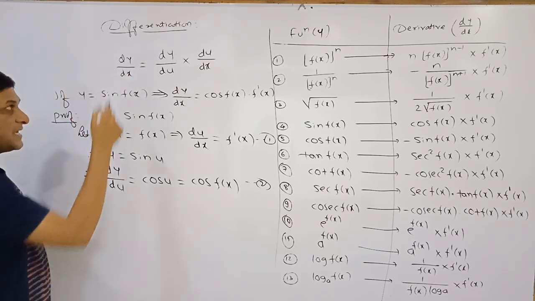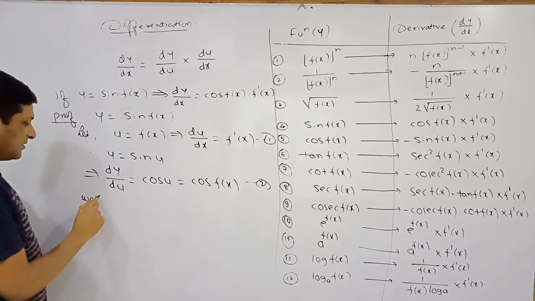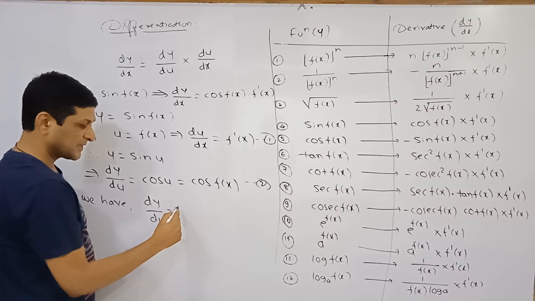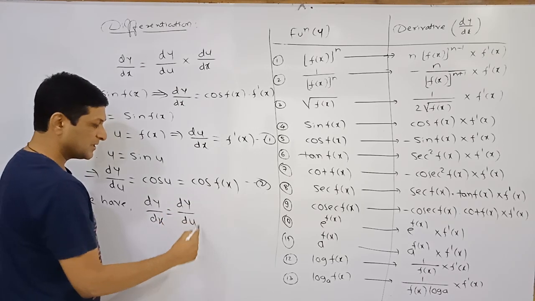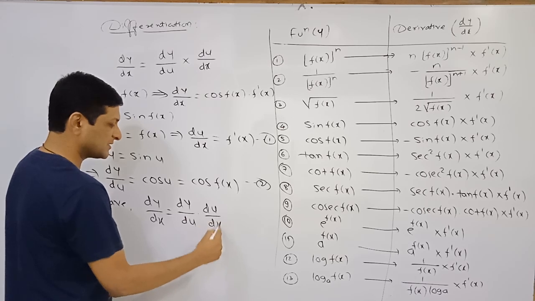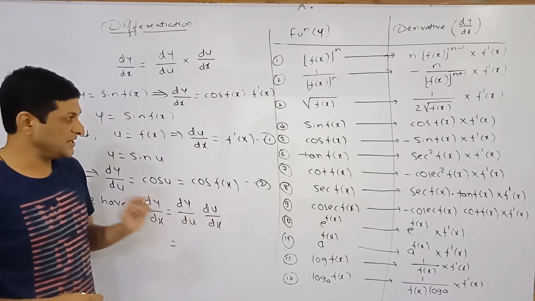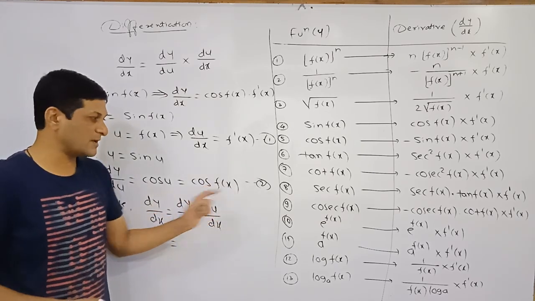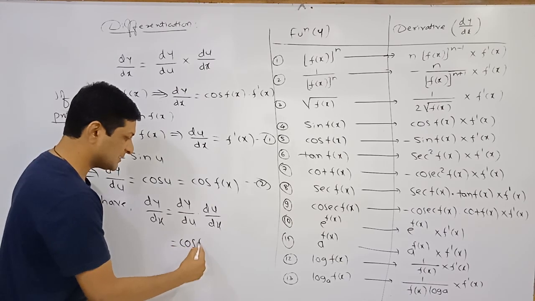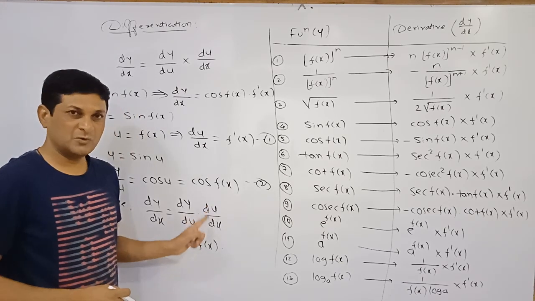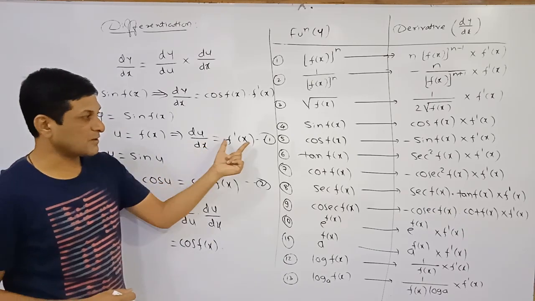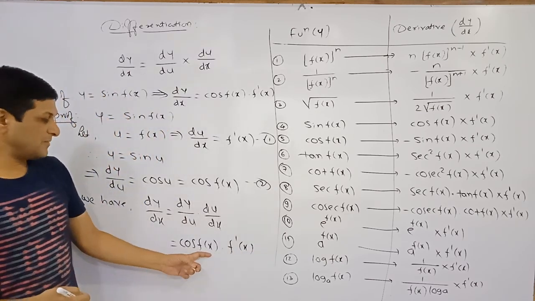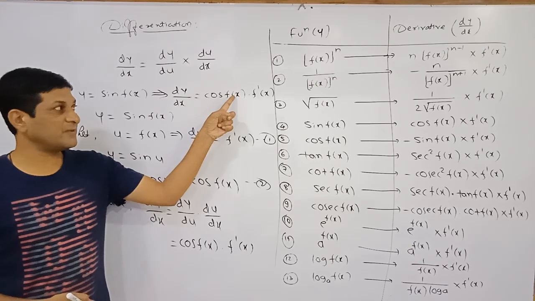So now we are applying chain rule. What is that chain rule? Dy upon dx will be equal to dy upon du into du upon dx. Now we are substituting the value of dy upon du. What is the value of dy upon du? According to equation number second, its value is equal to cos f of x. So its value is equal to cos f of x into du upon dx. What is the value of du upon dx? According to equation number first, its value is equal to f dash of x. So here we have got our required result, dy upon dx is equal to cos f of x into f dash of x.